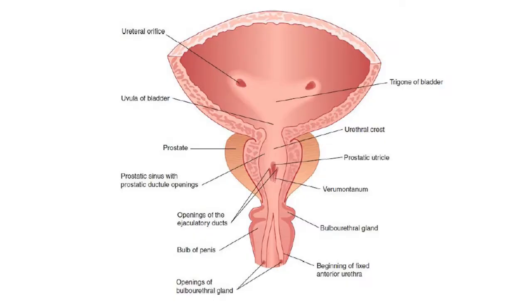This illustration is showing various important structures that are present in this neighborhood. Just memorize this picture and also note how these conduits carry the urine or semen.